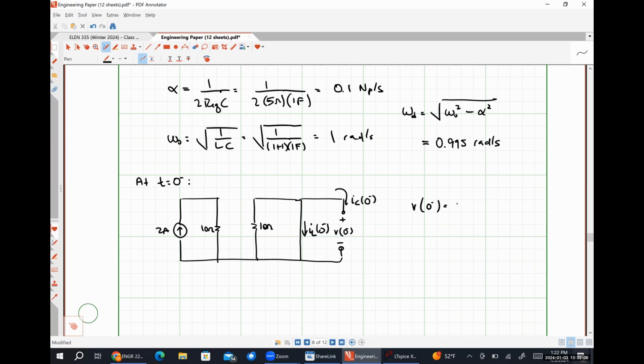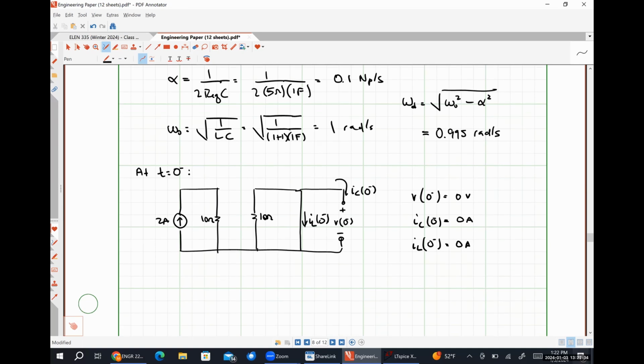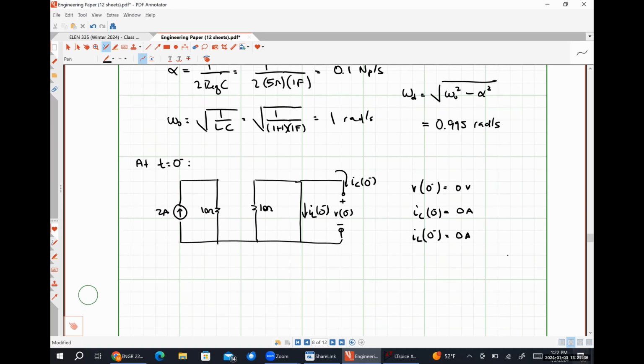V of 0 minus is 0 volts because it's the voltage drop across the short circuit that is the inductor. IC of 0 minus is 0 amps because it's the current flowing through an open circuit. IL might have a value, but in this case will obviously be 0 amps because our inductor wasn't connected to anything important. So anybody have a problem with our analysis at 0 minus?